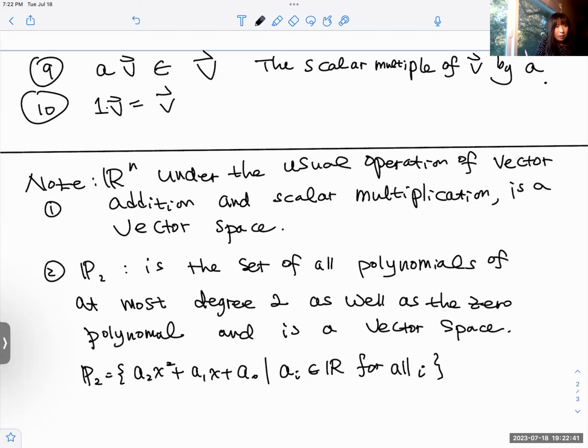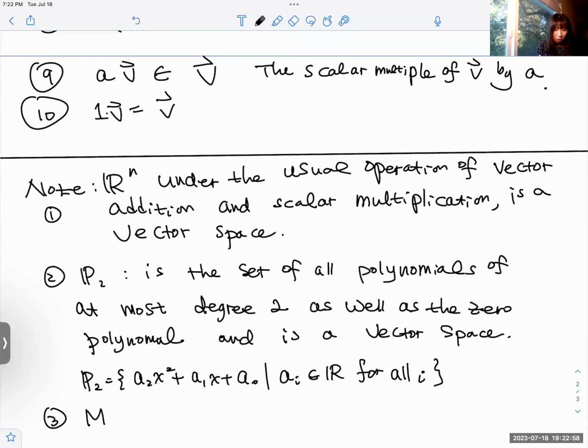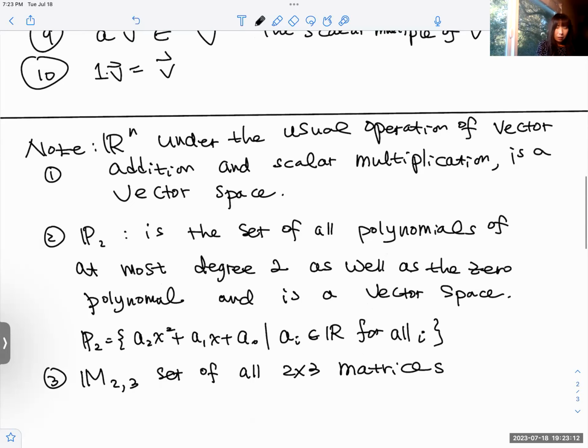Now, this is also a vector space. We have M, denoted like that, 2 by 3, the set of all 2 by 3 matrices. Matrices form a vector space.